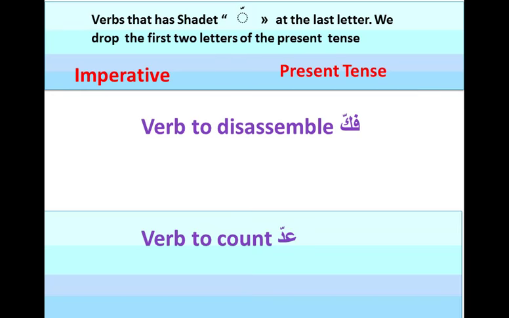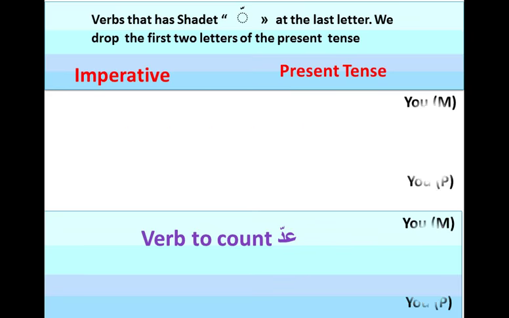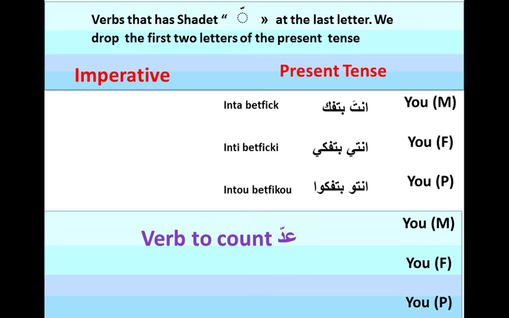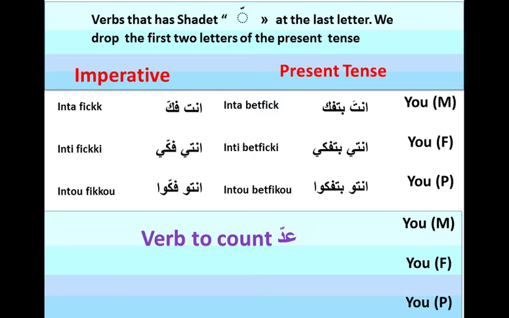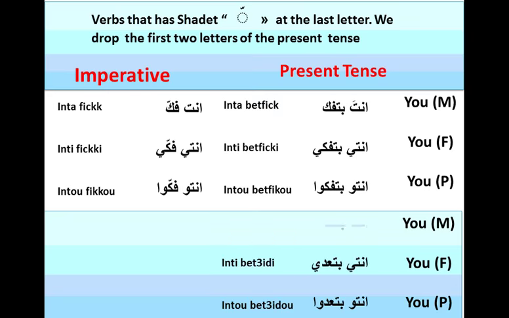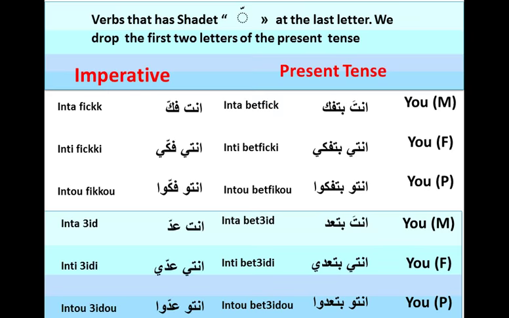Verbs that have shadda at the last letter, we drop the first two letters of the present tense. Example of these verbs, fakka and adda. Inta bitfik. Inti bitfikki. Intu bitfikku. Inta fik. Fikki. Fukku. Inta bitad. Inti bitaddi. Intu bitaddu. Inta add. عدي عدو.